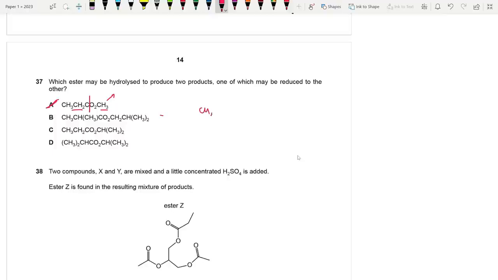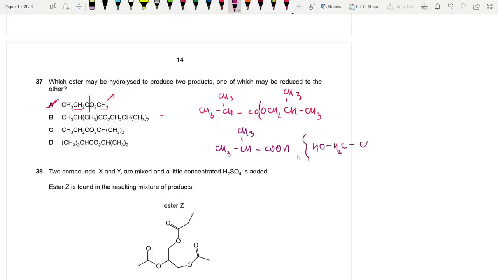So for B it is CH3, CH, CH3, COO, CH2, CH, one CH3 over here, one CH3 over here. If you do hydrolyze this, on one end we'll get CH3, CH, COOH. These look like mirror images, by the way. And over here we are getting CH2OH, followed by CH, CH3, CH3.